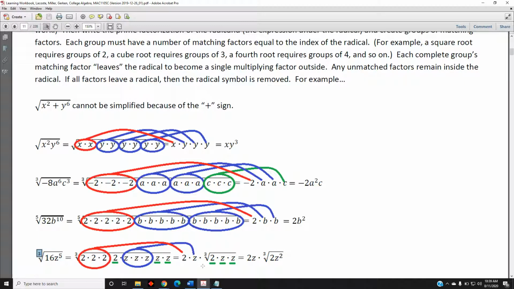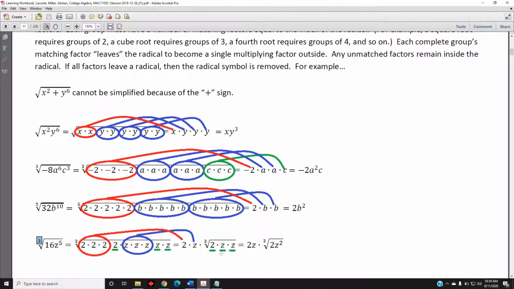Each group sends one factor out, so we have a 2 and a z outside, but the unpaired 2 and z's underneath stay underneath. So that 2 times z is multiplied by the cube root of 2 times z times z. Simplifying the outside and the inside gives the final result, 2z times the cube root of 2z squared.